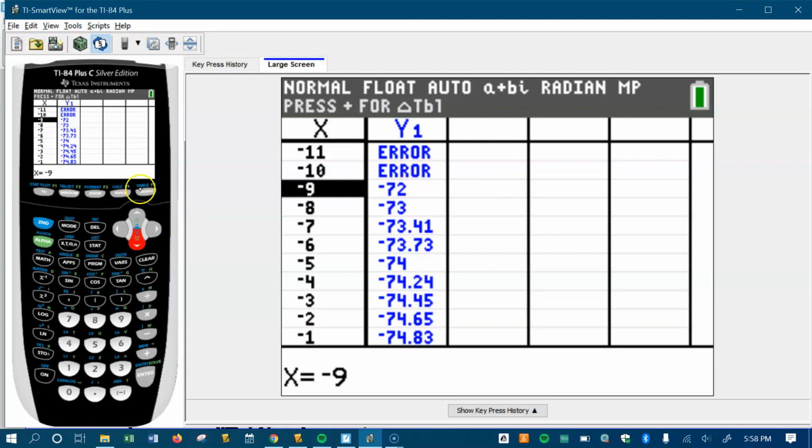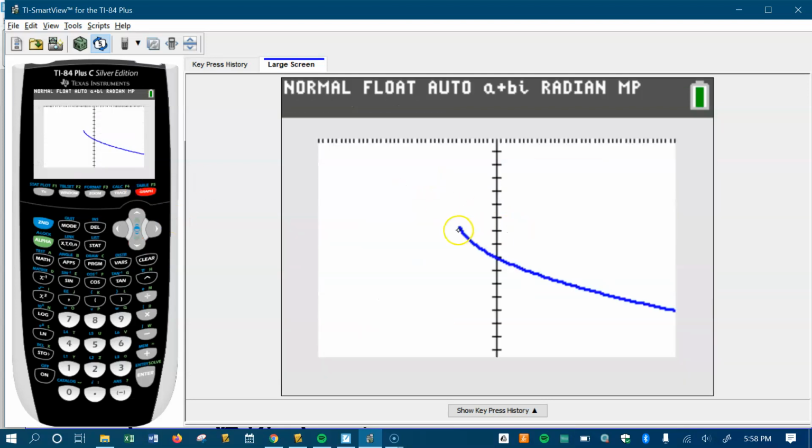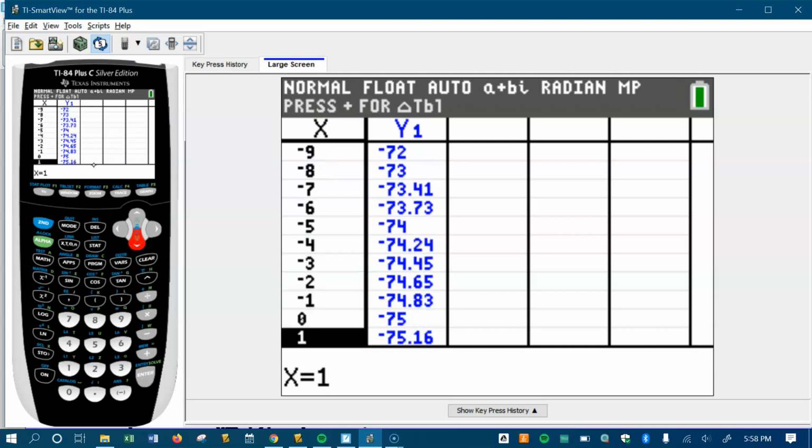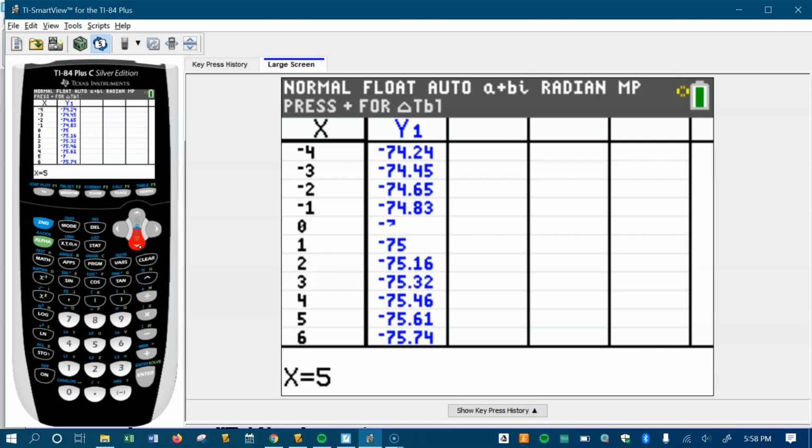It looks like this y value keeps going down, down, down. So it looks like the lowest y value is negative infinity. But it goes up and up until about negative 72. And just looking at the table, that kind of verifies it for us. Negative 72 is the biggest number here, and then these y values keep getting lower and lower.